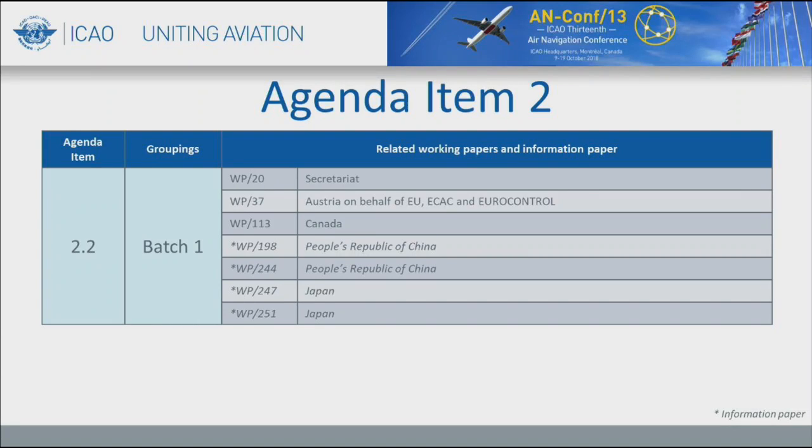Is there any comment from the secretariat? Okay, thank you. So we would want to move into discussion of agenda item 2.2, the integrated CNS and spectrum strategy. Under this agenda item 2.2, we will discuss an integrated CNS and spectrum strategy, the evolution and rationalization of the global CNS infrastructure, which takes into account the impact on the air navigation system as a whole and the increasing pressures on aeronautical frequency spectrum.